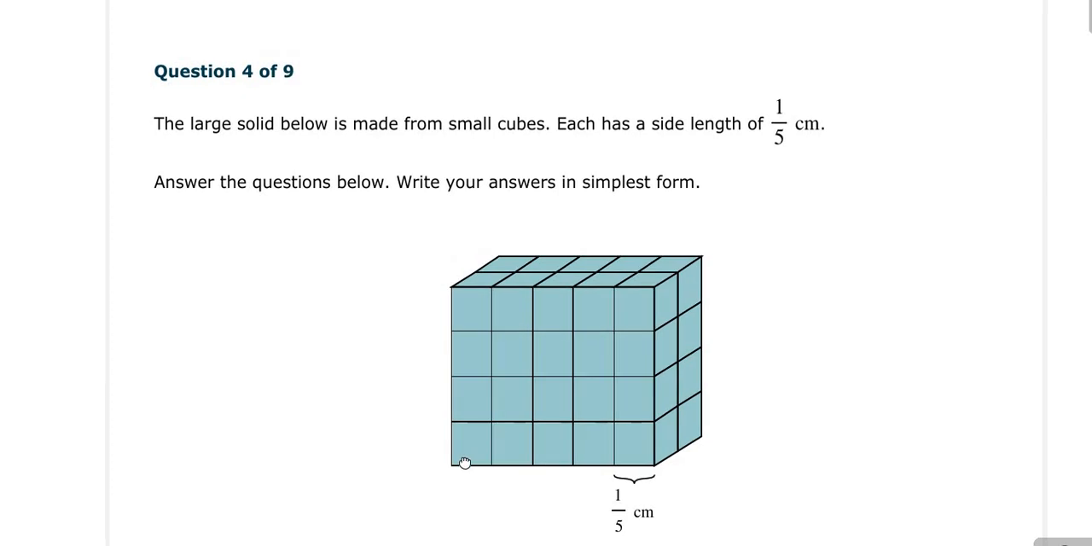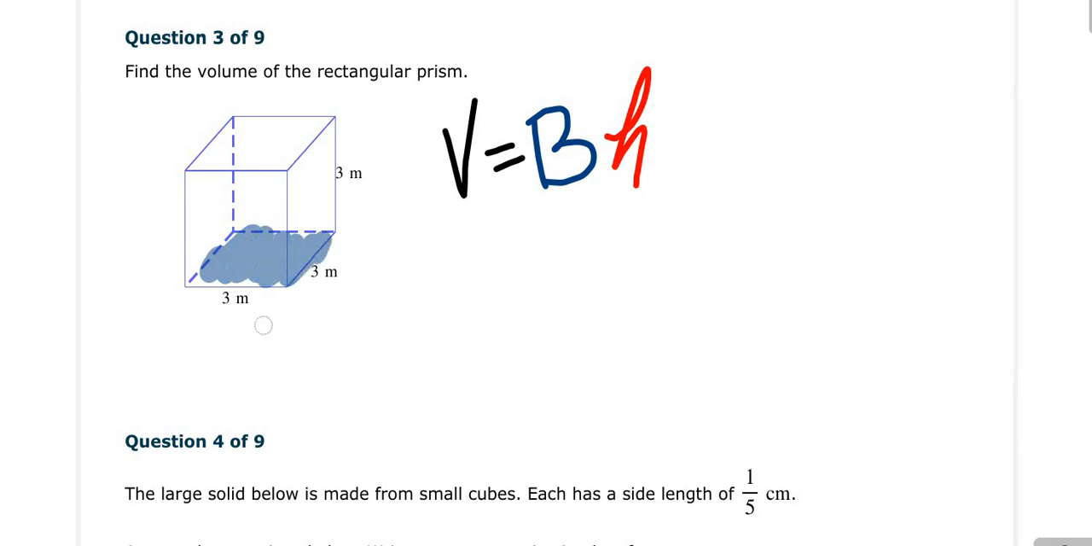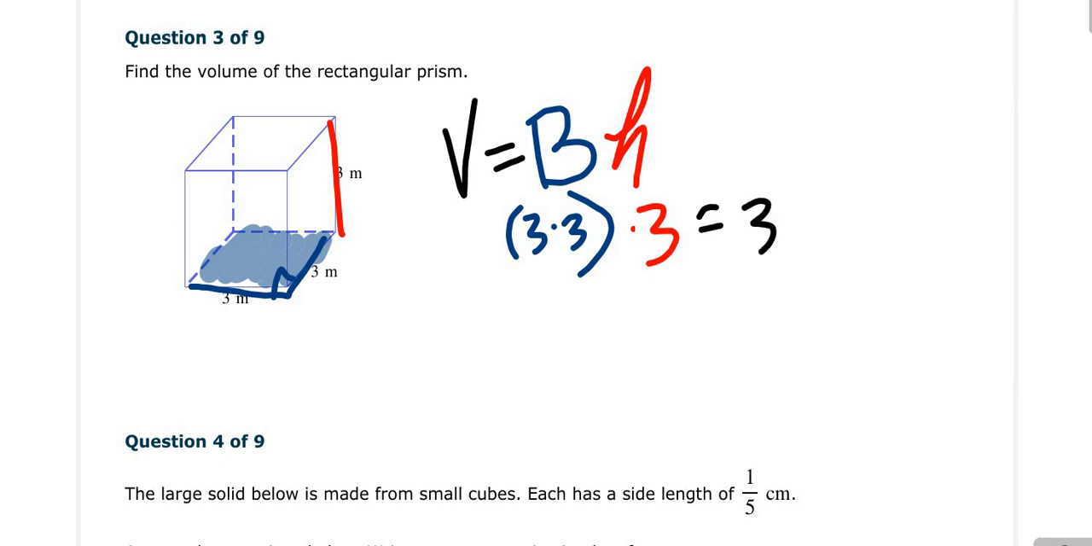Number 3. It says, what is the volume of a rectangular prism? Rectangular prism volume equals base, area of the base, capital B, times the height. So in this case, the base is going to be a square. So it's 3 times 3, and our height is 3. So it ends up being 3 cubed, literally, which is 27, check units, millimeters cubed, or meters cubed.